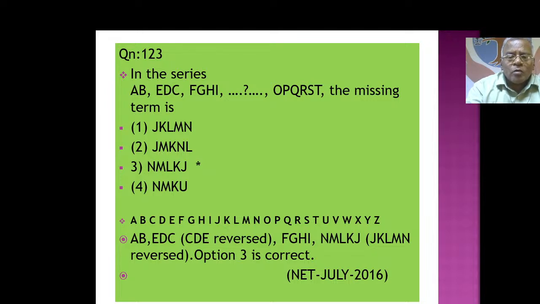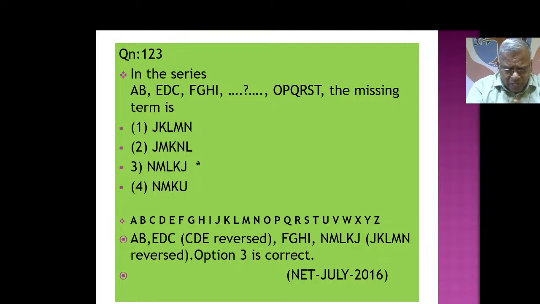Now, what should be the next one? J, K, L, M, N. According to the alphabet, it should be J, K, L, M, N. But according to the condition of the series, it should be reversed: N, M, L, K, J. It's a very interesting sum actually. So option 3 is correct. Just reverse J, K, L, M, N.